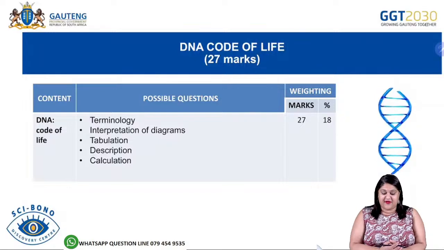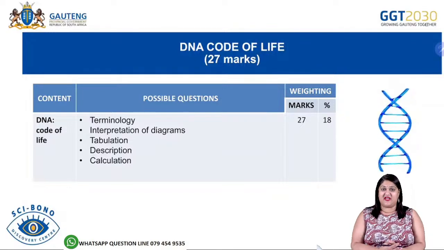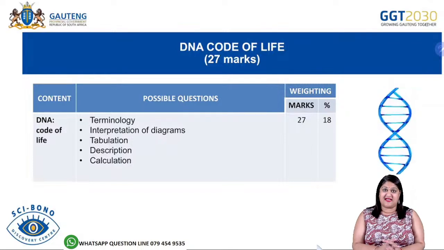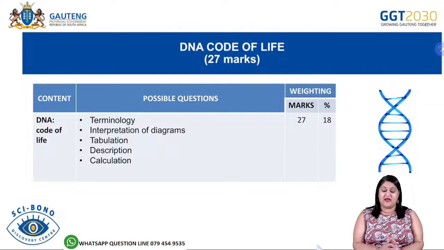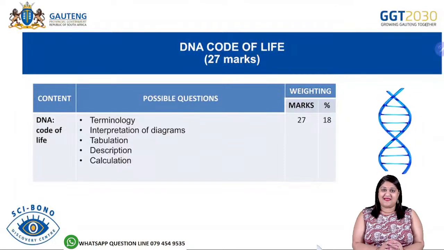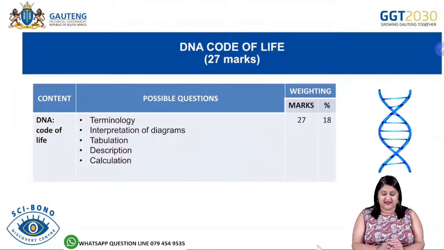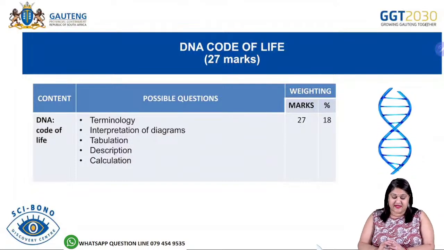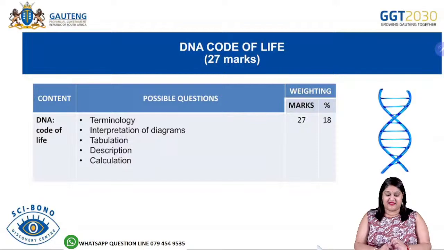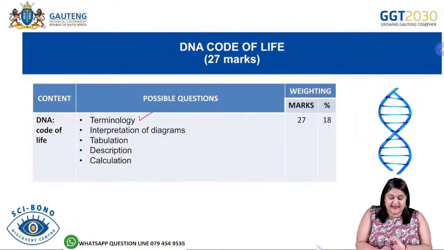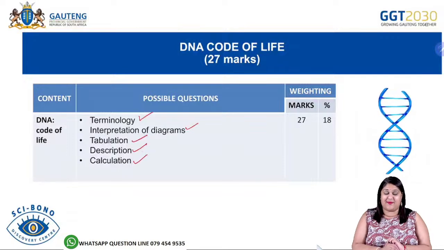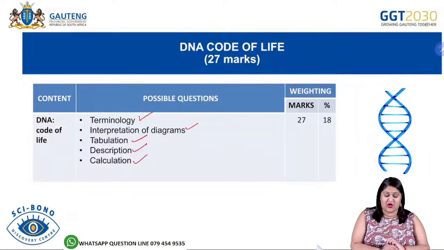And this topic, if you look at your examination guideline, it gives you an indication of how deep you need to go into the topic when you are studying it, right? The next slide I'll give you more detail. But it also gives an indication of how many marks are allocated to this topic. So this particular topic can count 27 marks in your final exam, as well as your preparatory exams in September. So this shows you the possible questions that they can ask you at the end of the year. Those are terminology, interpretation of diagrams, tabulation questions, description questions, and there can also be some calculations. Okay, so you must be able to answer these type of questions.